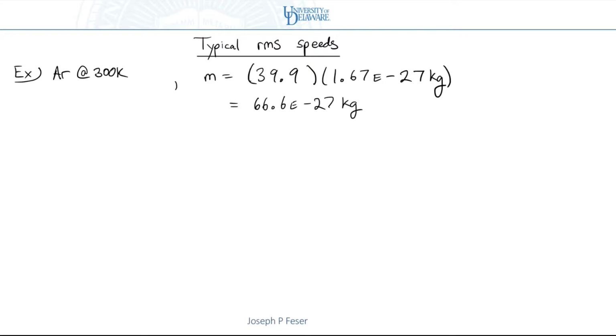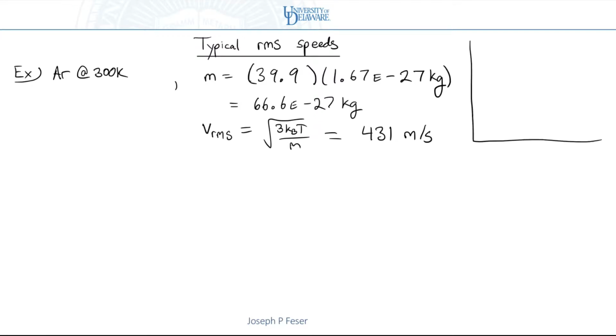And then I would calculate the RMS velocity as the square root of 3 kBT over m, which comes out to be 431 meters a second. That's pretty fast, but not all that fast compared to some other things. Sound waves in solid materials typically travel at several thousand meters a second at room temperature, so this is a lower speed than that.